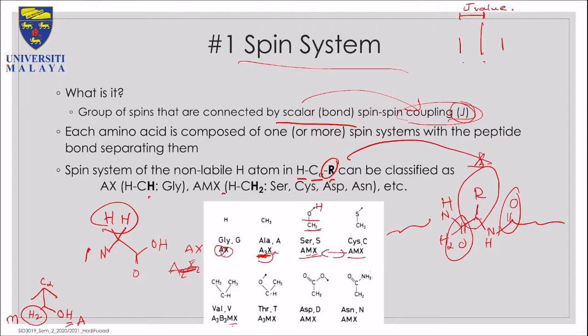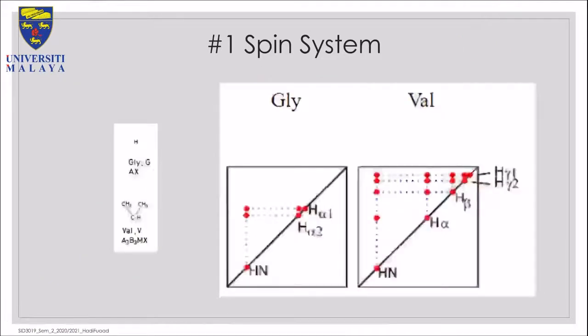Okay, valine, because you have two branches, then you have A3 and B3. Again, M, signifying that you have a CH group in the middle there, and then X from the alpha. So as you go to a higher, more complex amino acid, the spin system naming will be more complex as well. So I'm just going to show you this for now. To look at it from a different perspective is by looking at the connectivity via, well, we'll go into it in more detail.